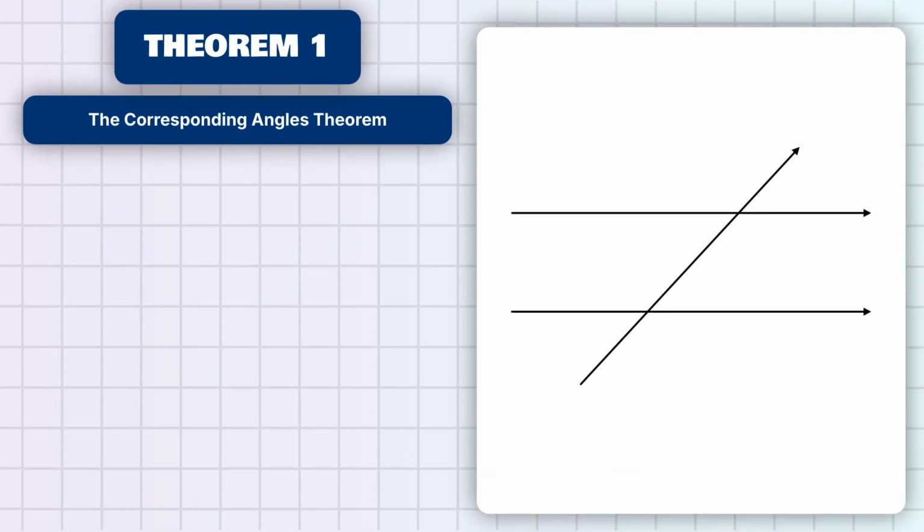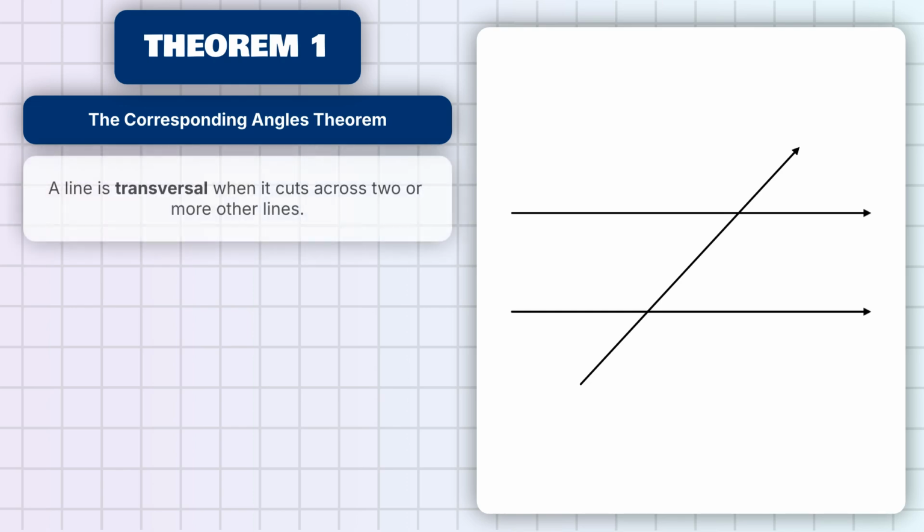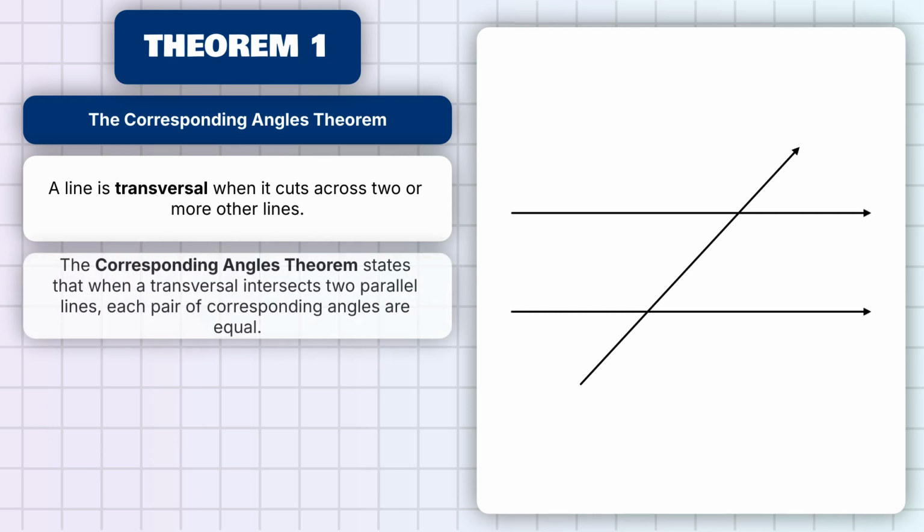We are going to explore several theorems that arise when a transversal intersects parallel lines. A line is transversal when it cuts across 2 or more other lines. We can see this in the diagram on the right, and we will use this diagram to introduce the angle theorems for this lesson. First, we will look at the corresponding angles theorem. This states that when a transversal intersects 2 parallel lines, each pair of corresponding angles are equal.